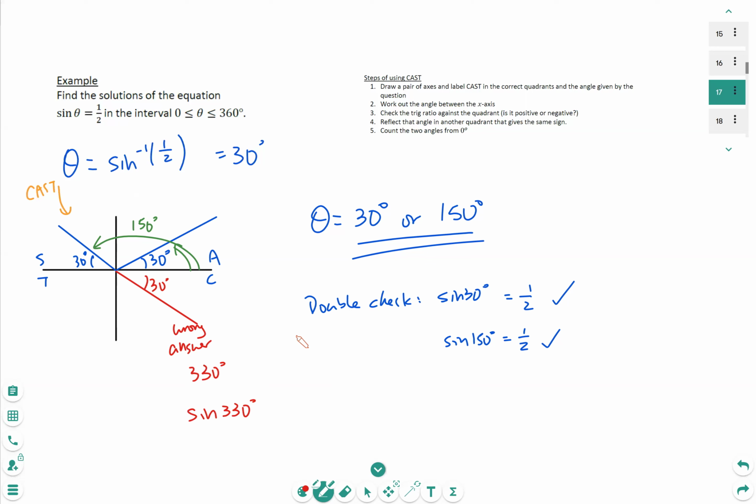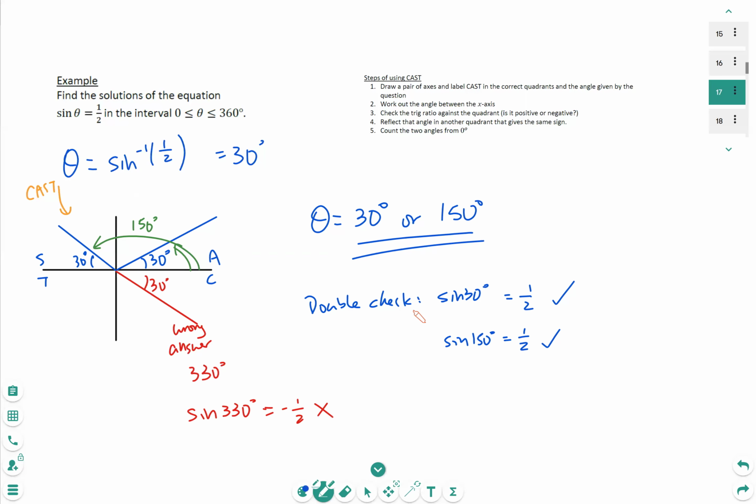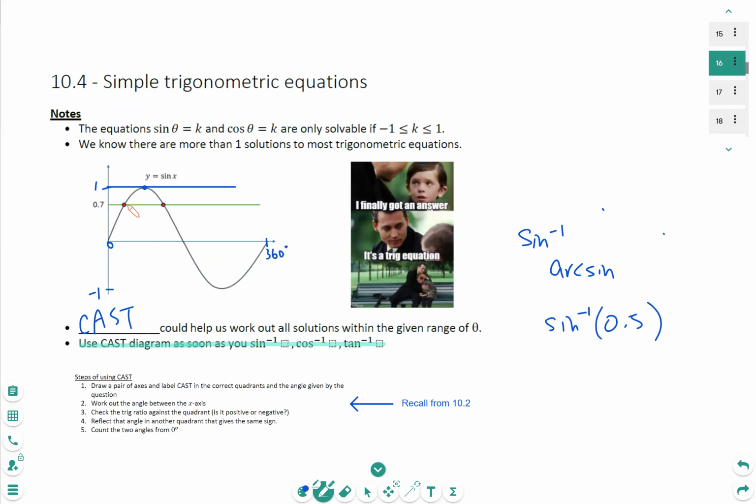Sine 330 degrees gives negative a half. Why is it negative? Because in this quadrant, sine is negative. That's why it's negative a half. So we know that's wrong. That's how you double check your answer. There are normally two answers in the region from 0 to 360 degrees, because if you look at the previous diagram, you get two. One, two.